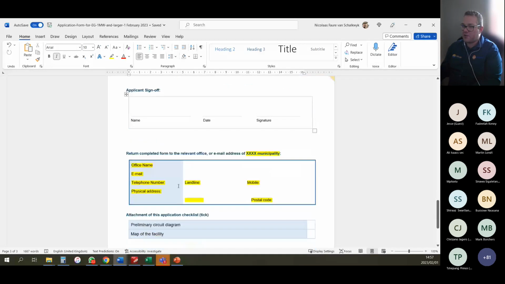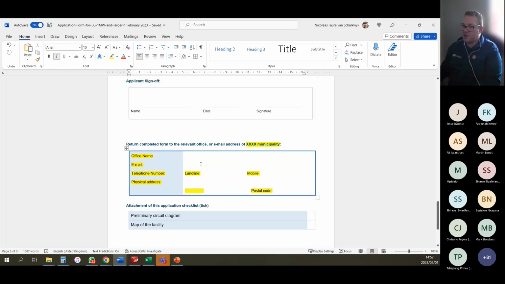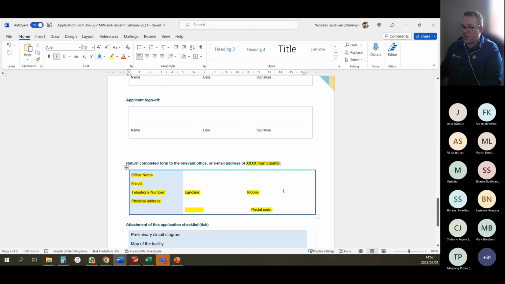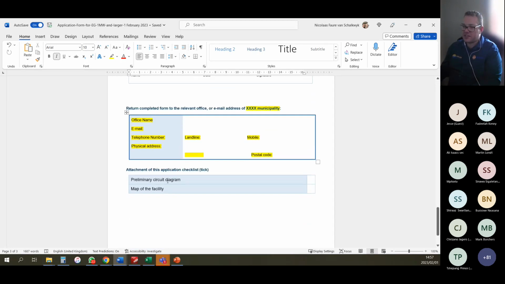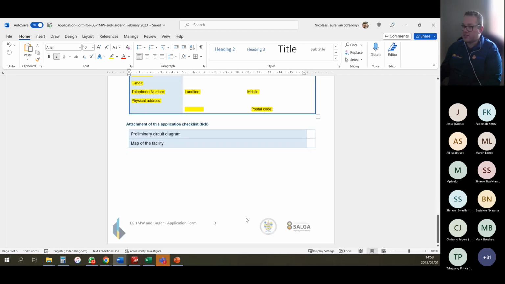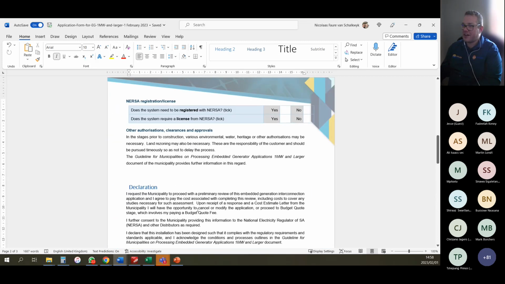We've got the applicant sign off. This part that you can see all in yellow, this is what you need to fill in. Your details need to be here so that when they complete this form, they know where this form should be submitted. And when they submit the form, they need to make sure that the circuit diagram and the map of the facility are attached as well. Okay, so that's in a nutshell, though I think I spent a little bit more time.